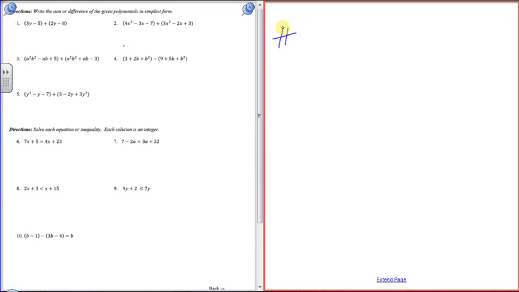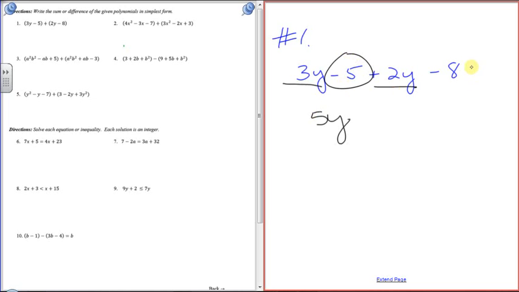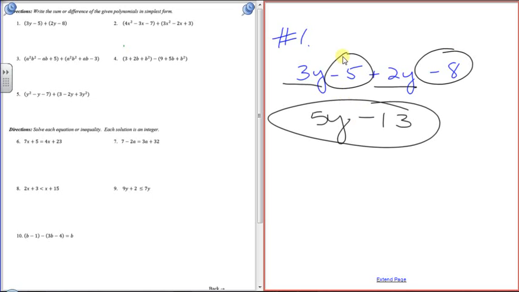Starting with problem number 1, very simple problem to do. This is an addition. When you have an addition sign before parentheses, you can just drop it. So really what we end up with is just a string of terms, 3y minus 5 plus 2y minus 8. We're looking to combine like terms. The like terms are the 3y and the 2y. They're both positive. It gives me 5y. A negative 5 and a negative 8 combine to give me a negative 13. There's my answer, done with problem 1.